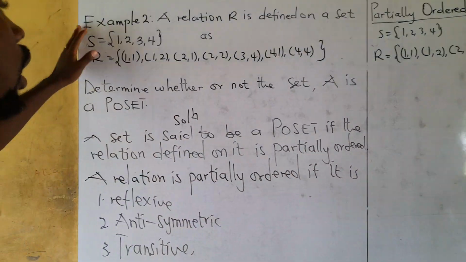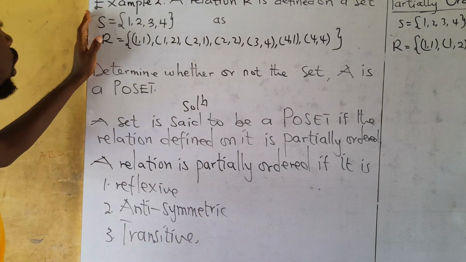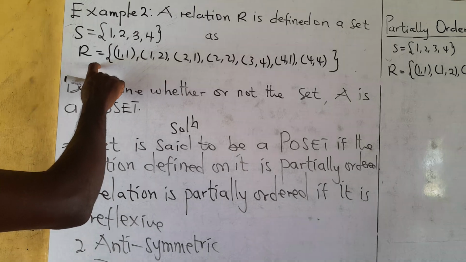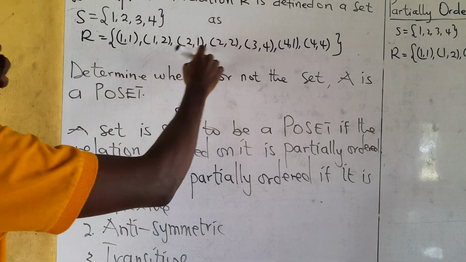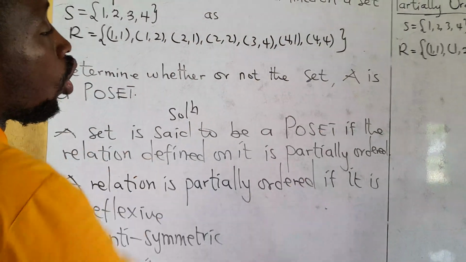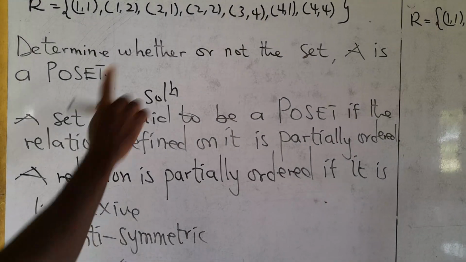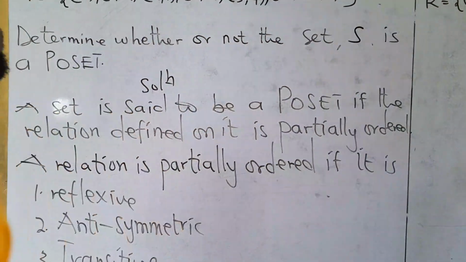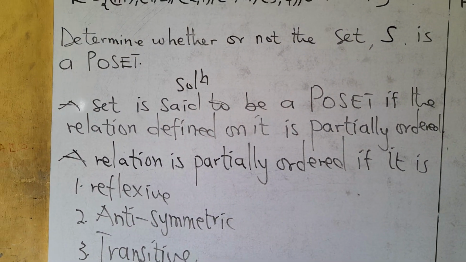So the second question is: a relation R is defined on a set S = {1, 2, 3, 4} as R = {(1,1), (1,2), (2,1), (2,2), (3,4), (4,1), (4,4)}. Determine whether or not the set S is a POSET. So what are we going to do?